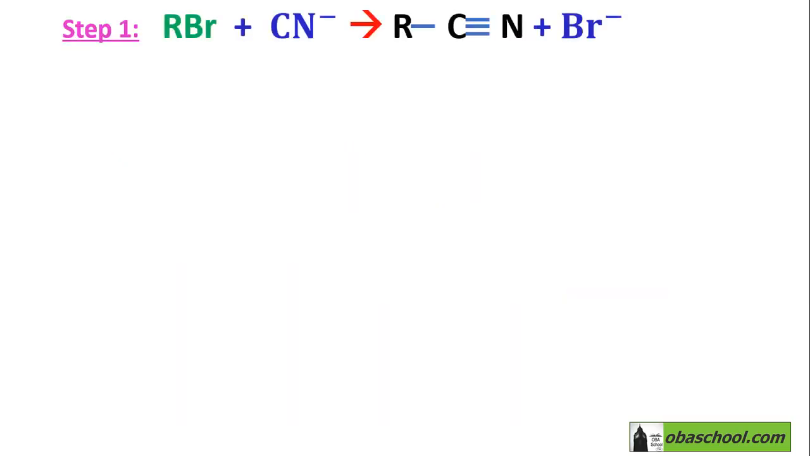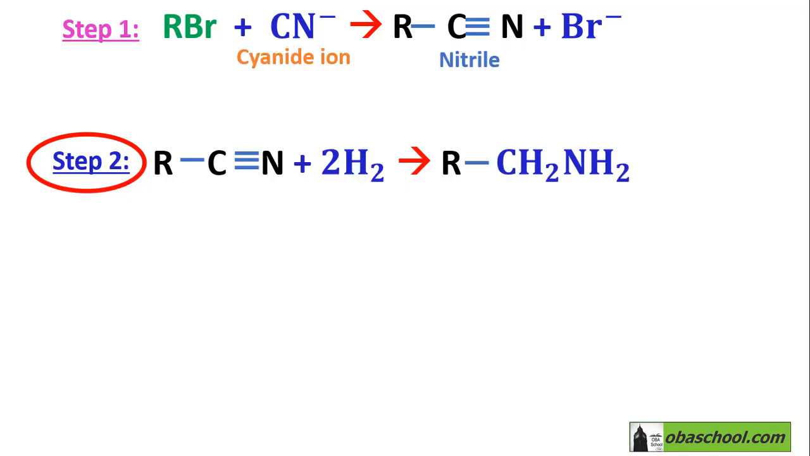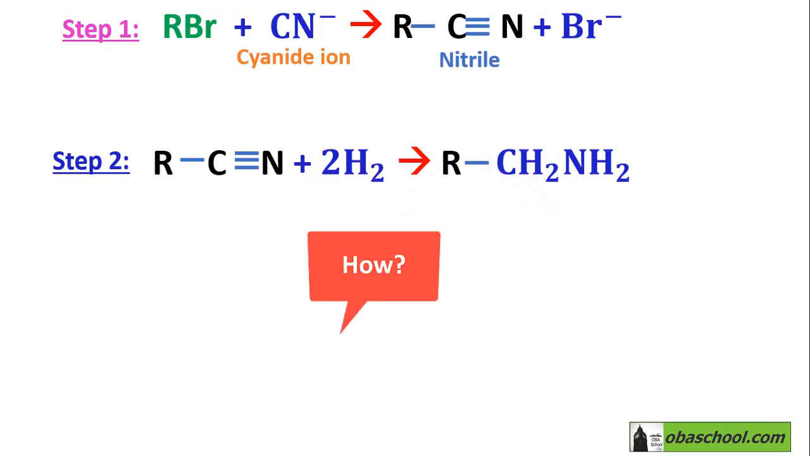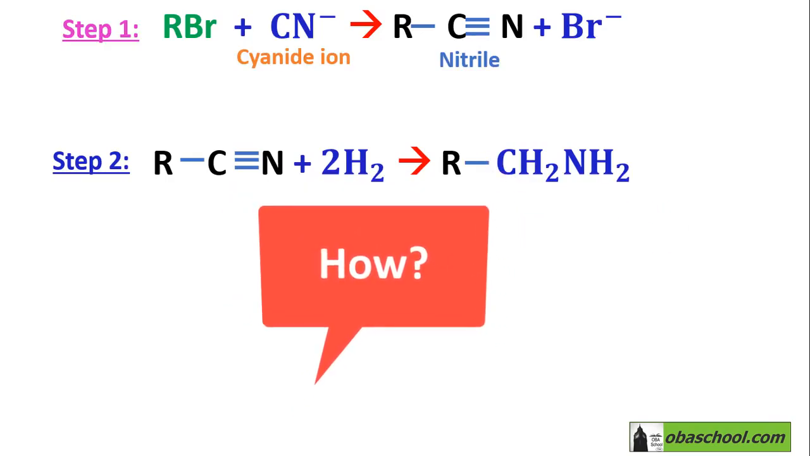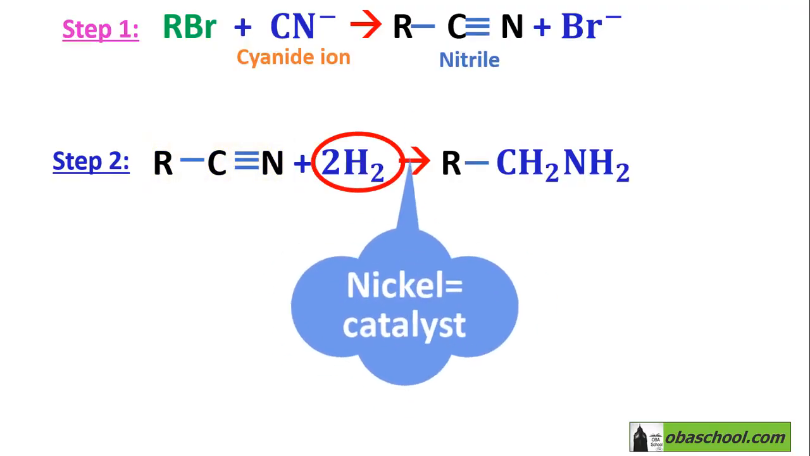Now, in the first step, we got our nitrile. Now, what will happen in the second step? Well, the nitrile, which contains the functional group CN, can be reduced to a primary amine. But how? Well, we can allow the nitrile to react with hydrogen in the presence of nickel as a catalyst.